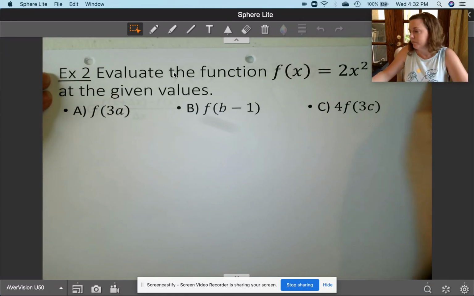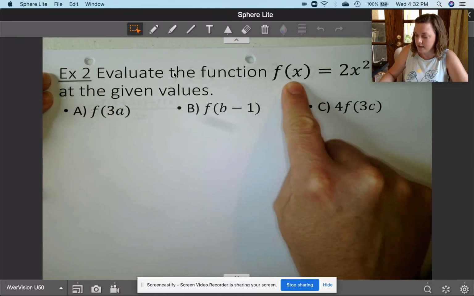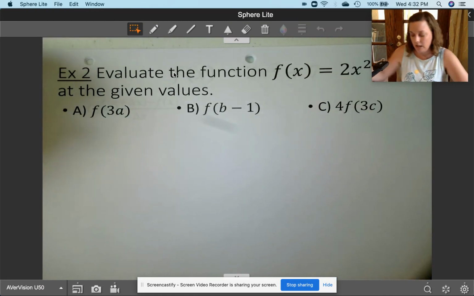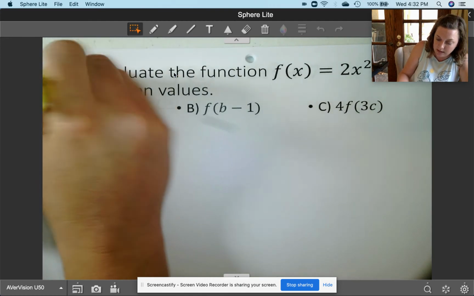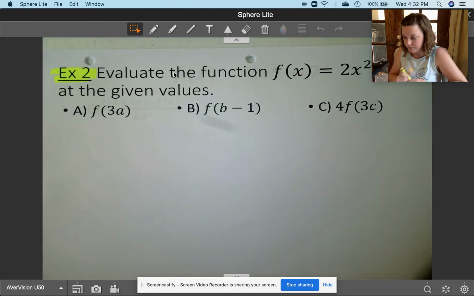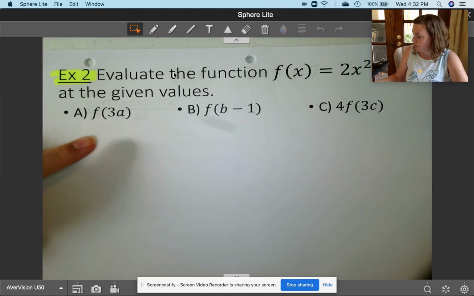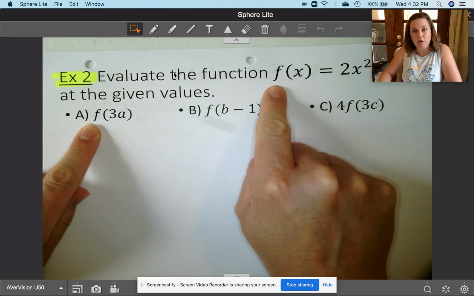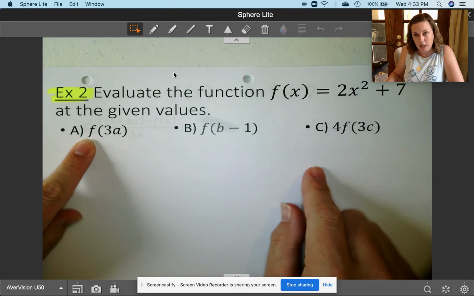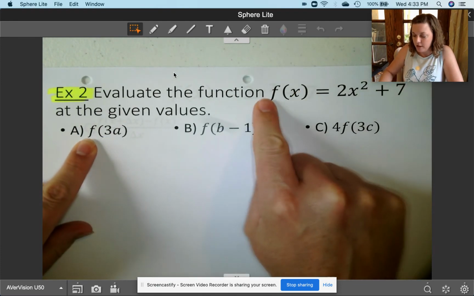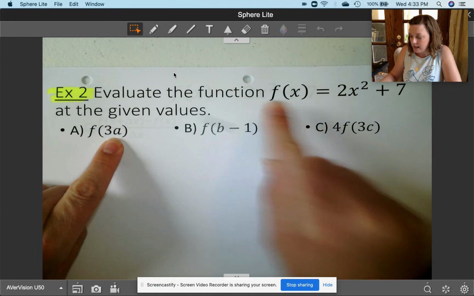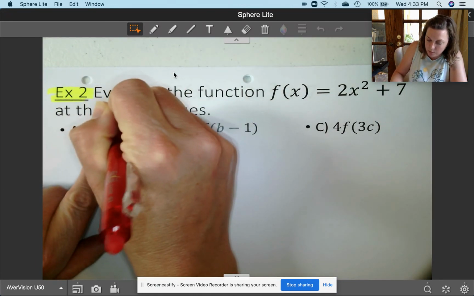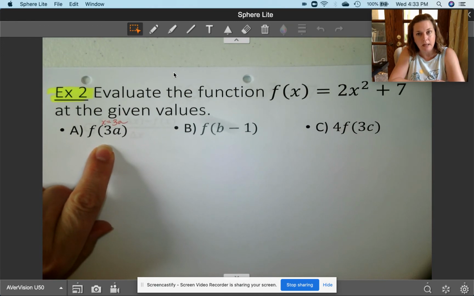So example 2. Evaluate the function f of x equals 2x squared plus 7 at the given values. Again, good idea to highlight those examples, write the directions. Again, we have more function notation. This says, go to your f function. There it is. And this is saying your x value is now going to be replaced with a 3a.